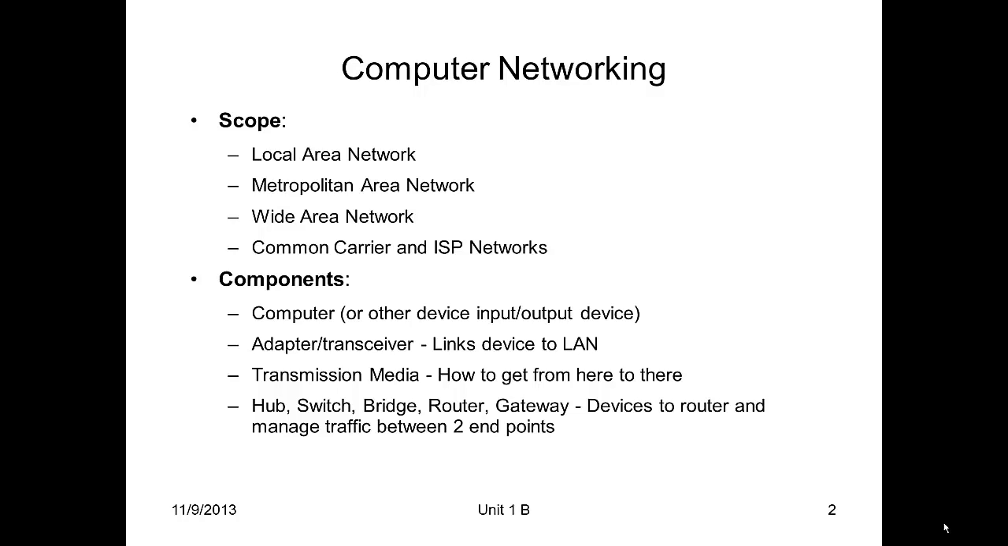The components of a computer network involve a computer or some other input-output device, something that generates data that needs to be transmitted. You have something that connects the device to their local network. For wired Ethernet, that's referred to as an adapter and a transceiver. For other networks, there's an equivalent for that as well. Transmission media: how do you get from the computer to the other computers in a network and to the other networking devices? That can be via radio wave, via copper cable, via fiber cable, via optical.